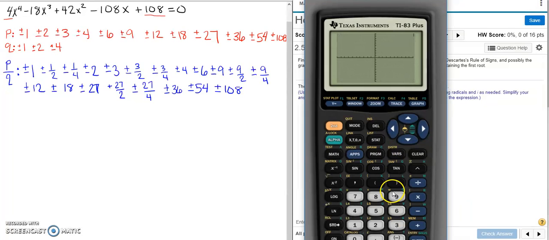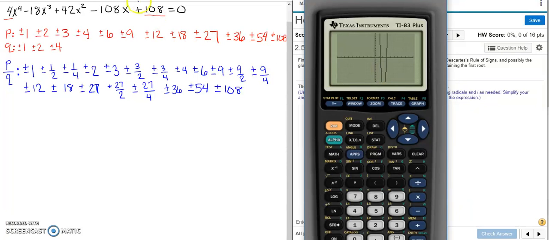So it crosses the x-axis somewhere in between 1 and 2, probably 3/2, but it's hard to tell. But I know it crosses at 3. You guys see how it landed right on 3? So 3 is probably the one I'm going to start with. And then I could probably use 3/2, it looks like.